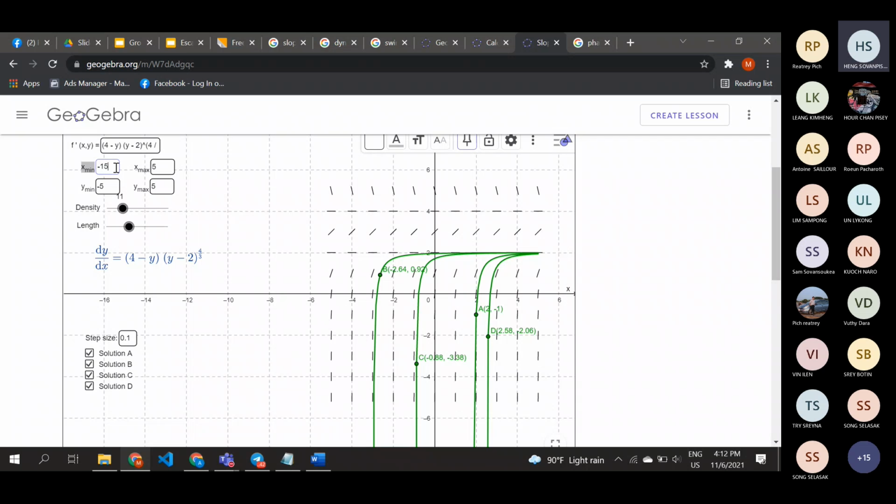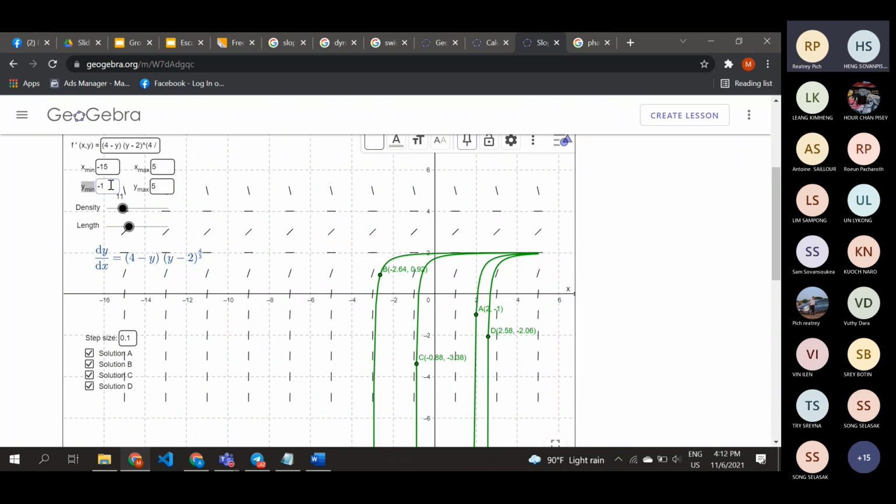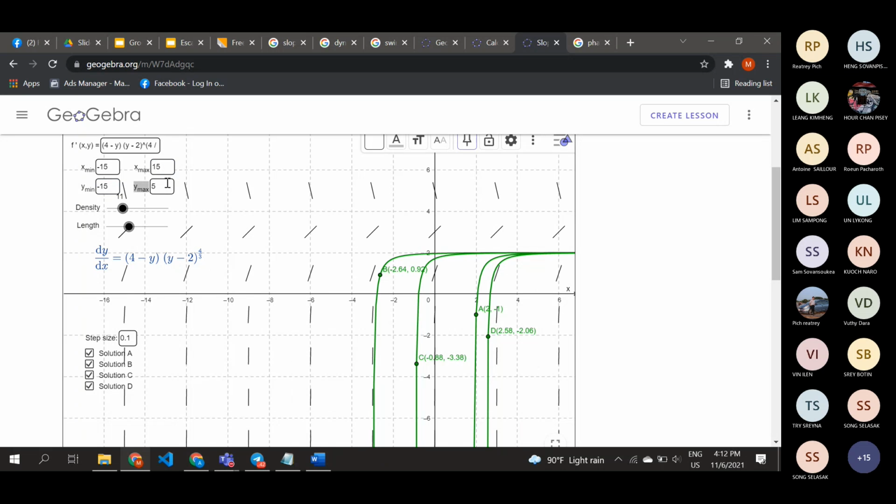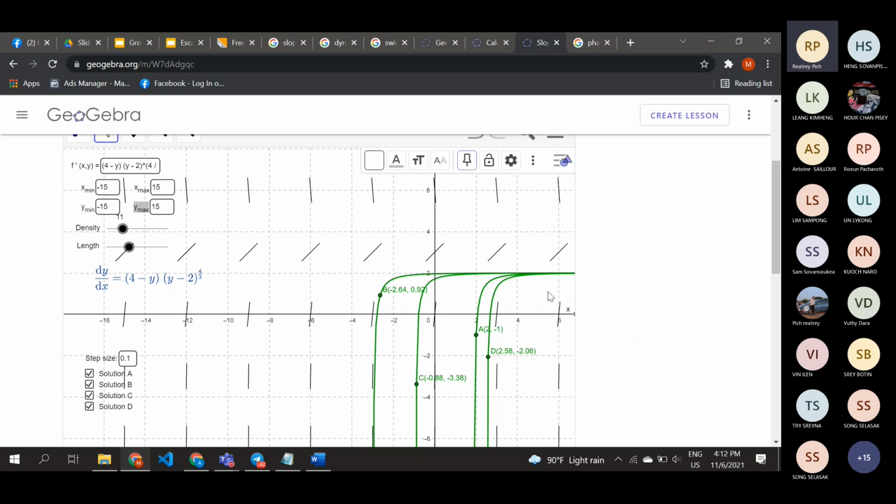Right. Actually, based on this slope field, I can draw the diagram easily. Okay. You see, it leaves from 2 to reach 4. And above 4, it comes from the top. I do not know any value because it comes from positive unlimited to 4.